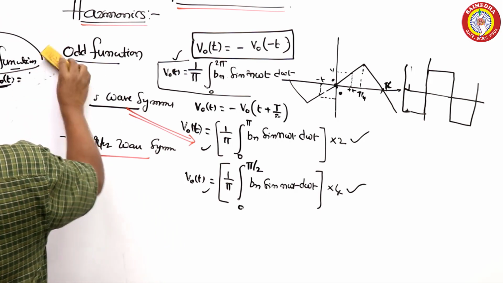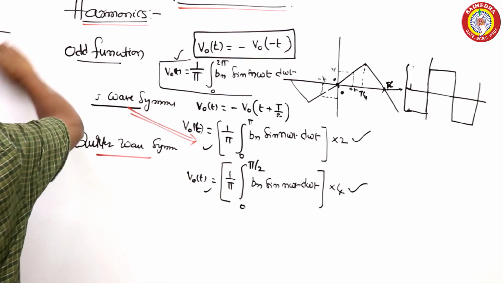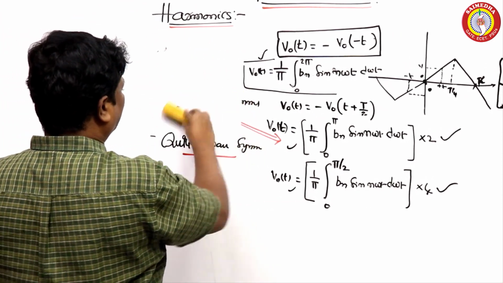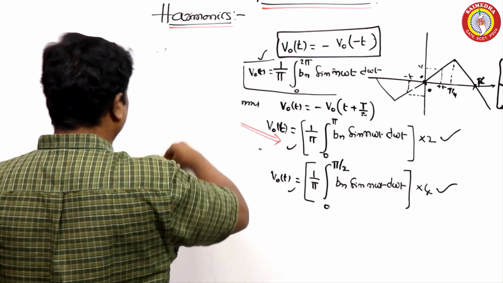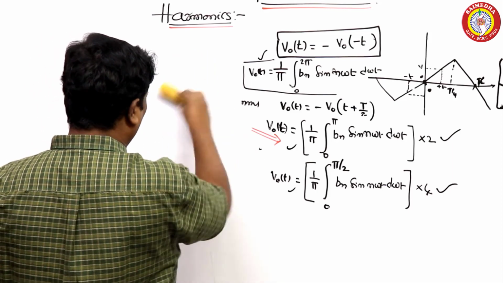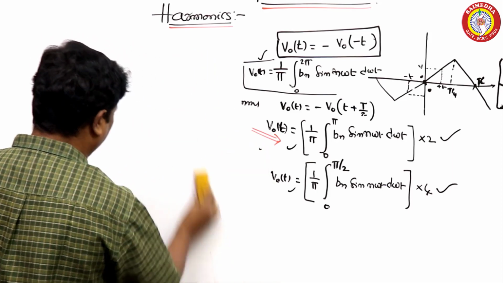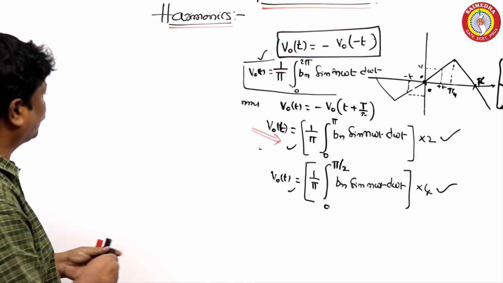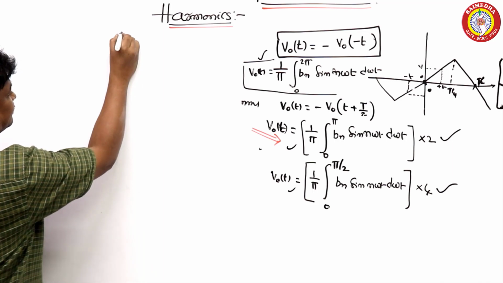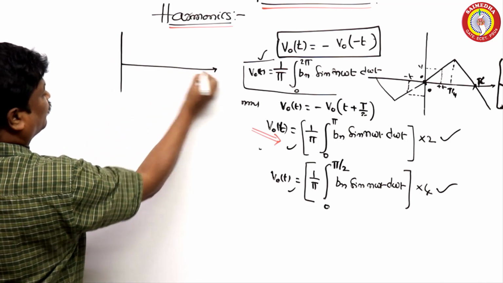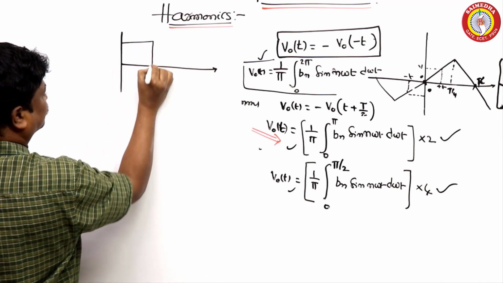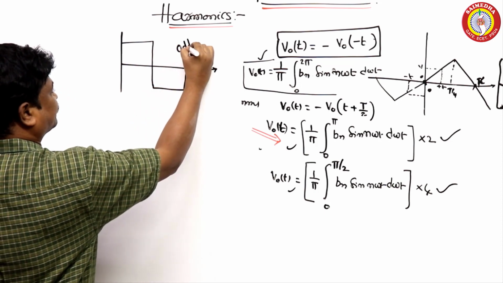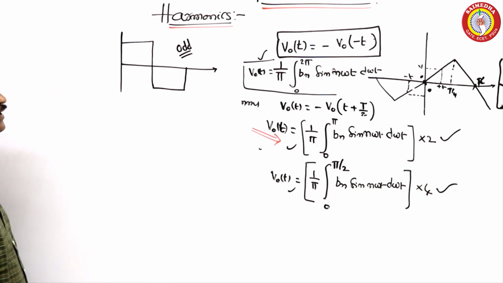Now, for example, there is one waveform. You see here, there is one waveform. What is that waveform? I will tell you. Just we can check how only the odd terms are present and why the even terms are 0. That analysis is required here. Generally, one waveform is like this. This we know is an odd function.